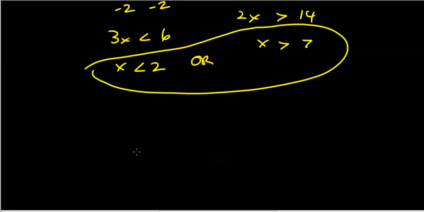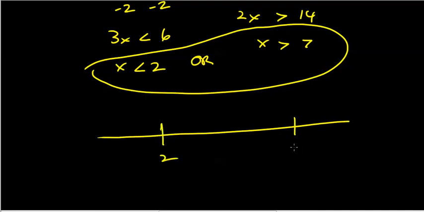And I can easily graph this solution set. I'm going to be interested in the boundaries of 2 and 7. Notice the strict inequality on both those statements means open circles. Less than 2 means left of 2. Greater than 7 means right of 7.